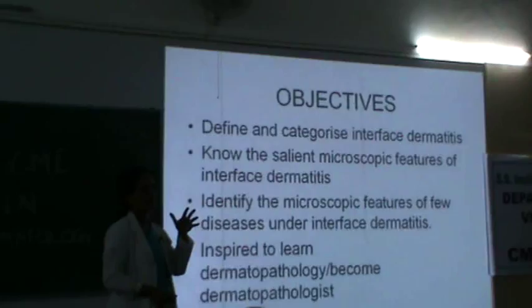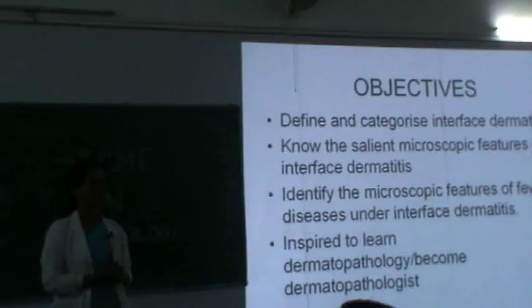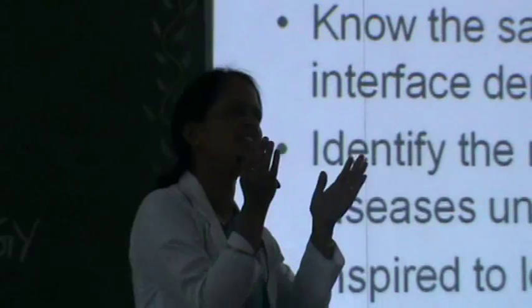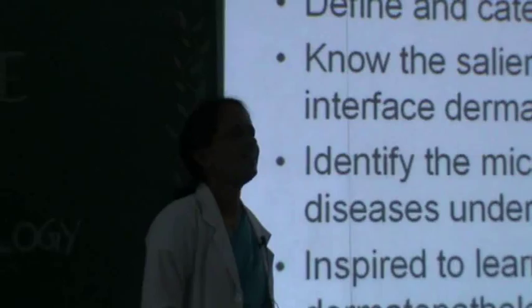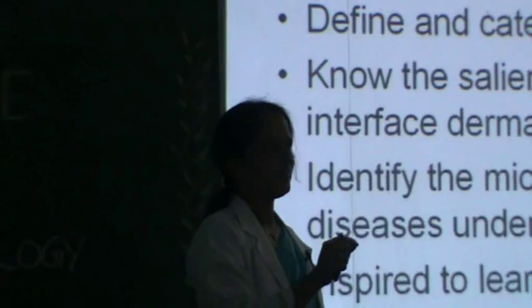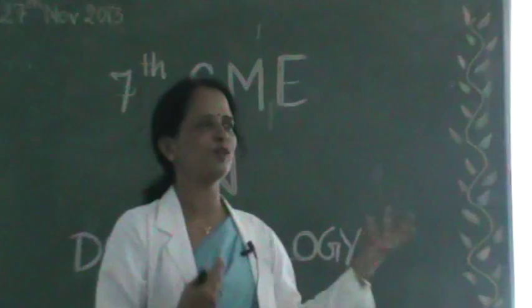Dermatopathology is probably a subject which most general pathologists do not like. This is because we say the dermatopathologist speaks a different language, which we don't see in our pathology. Unless we have an interest or passion to learn it, we do not look at a skin slide. Even if we look, unless we know what to look for, everything looks like a dermatitis. Ultimately, the diagnosis just goes as dermatitis.